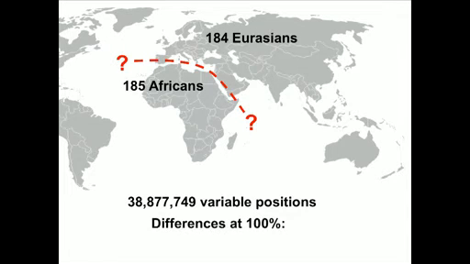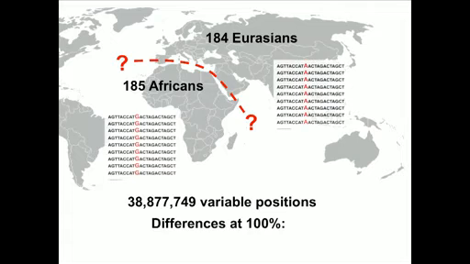And with absolute difference, I mean a difference where people inside Africa at a certain position will all, 100%, have one letter, and everybody outside Africa has another letter. And the answer to that, among those millions of differences, is that there is not a single such position.